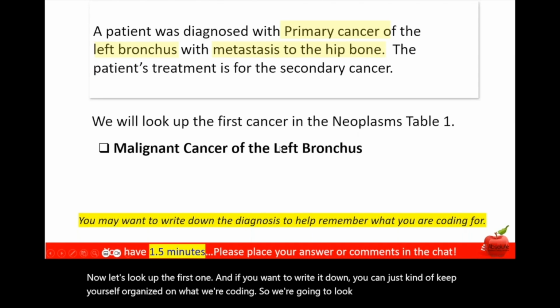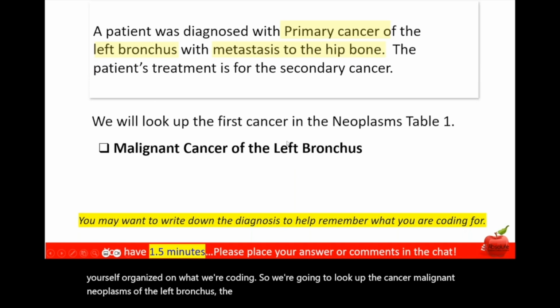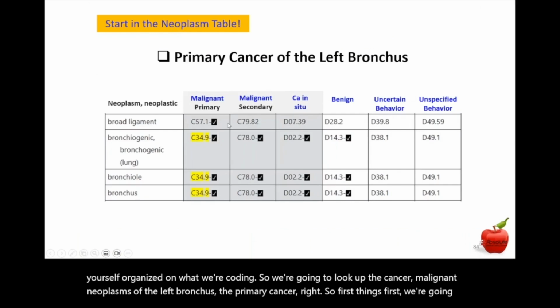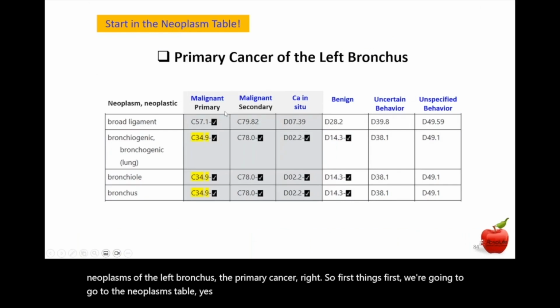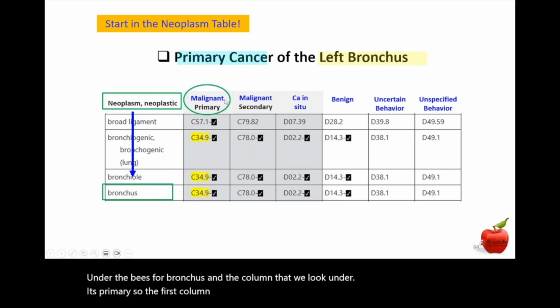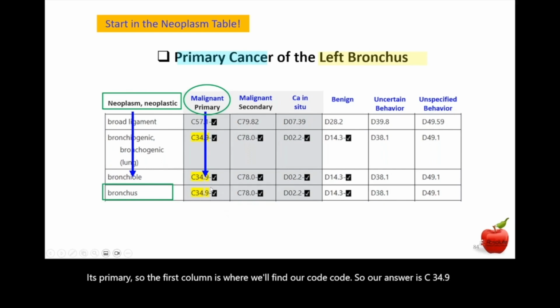So we're going to look up the cancer, malignant neoplasms of the left bronchus, the primary cancer, right? First things first, we're going to go to the neoplasms table. Yes, you can start there. And we're going to look under the B's for bronchus. And the column that we look under is primary. So the first column is where we'll find our code. So our answer is C34.9. Do we stop there?